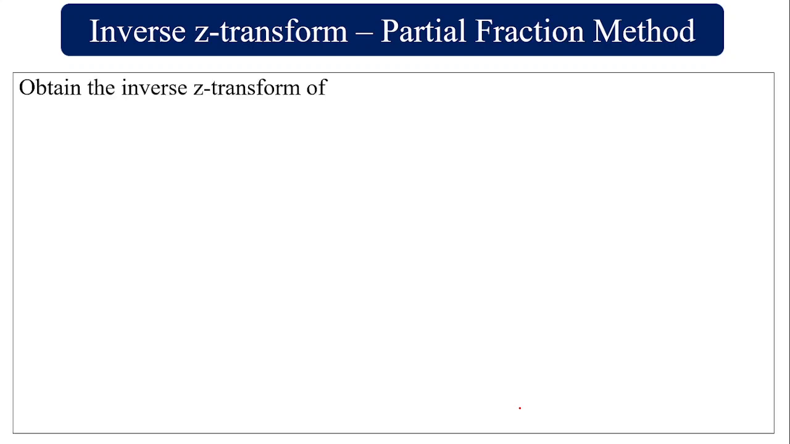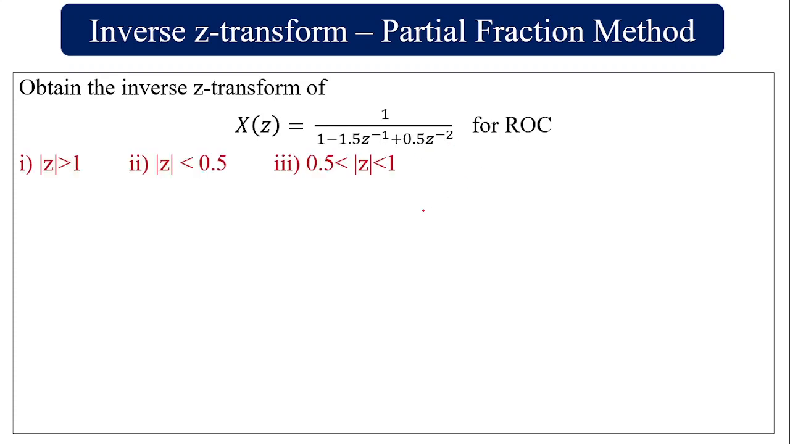So let us solve a problem here. Obtain the inverse Z transform of x of z is equal to 1 divided by 1 minus 1.5 z inverse plus 0.5 z power minus 2. For ROC 1, modulus of z greater than 1. For ROC 2, modulus of z less than 0.5. And for 3, 0.5 less than modulus of z less than 1.